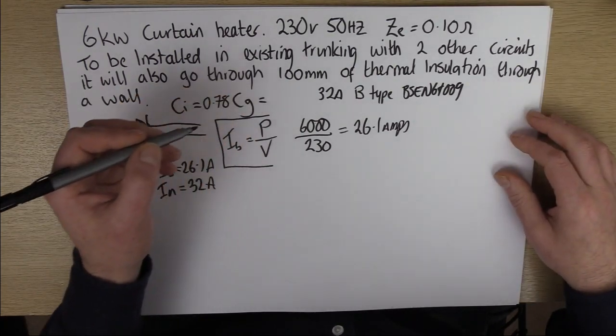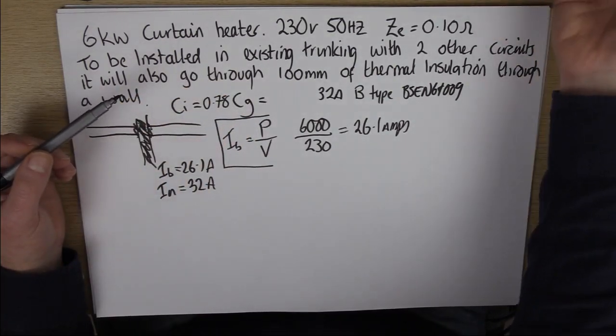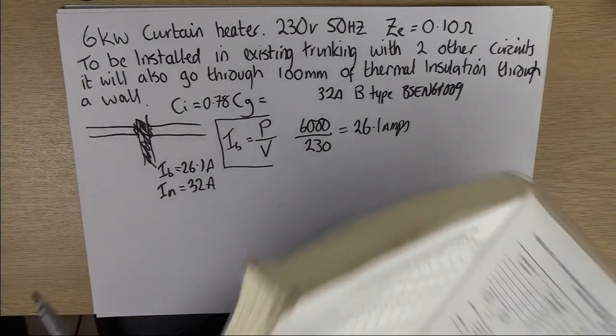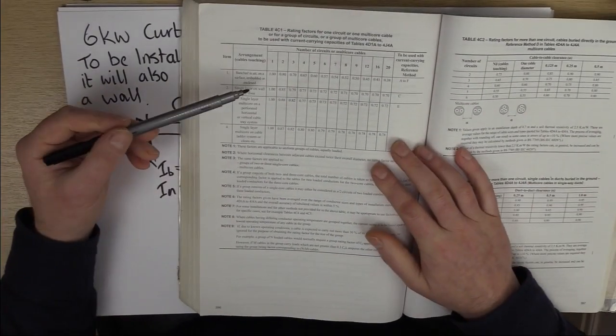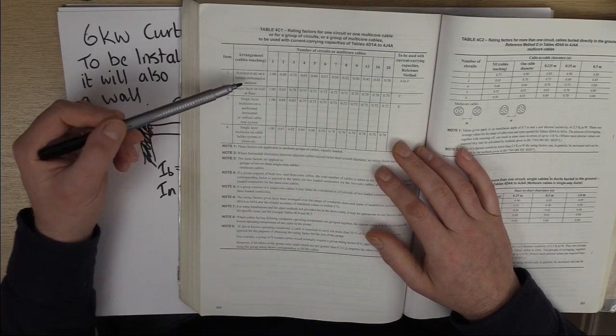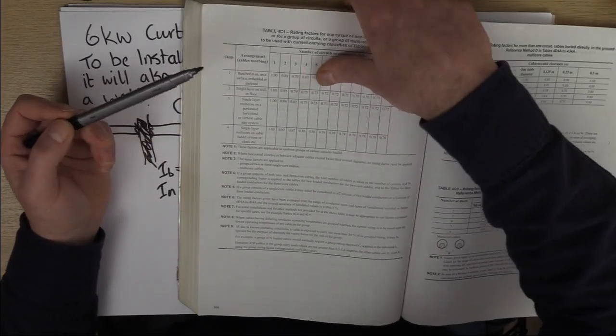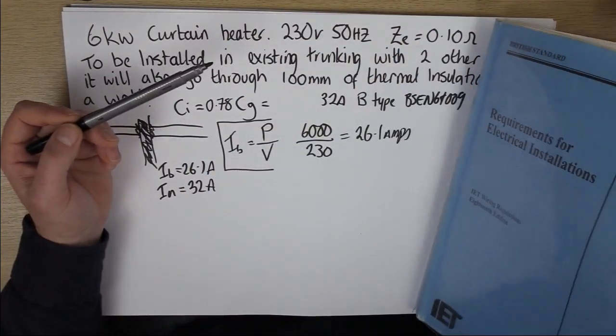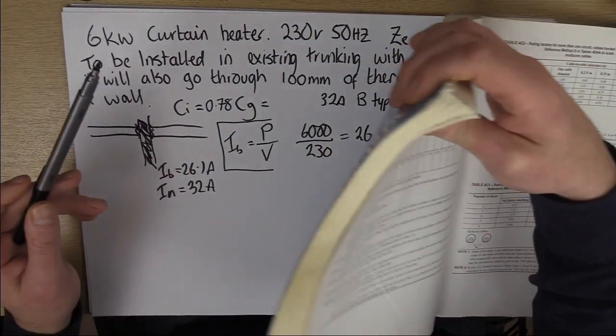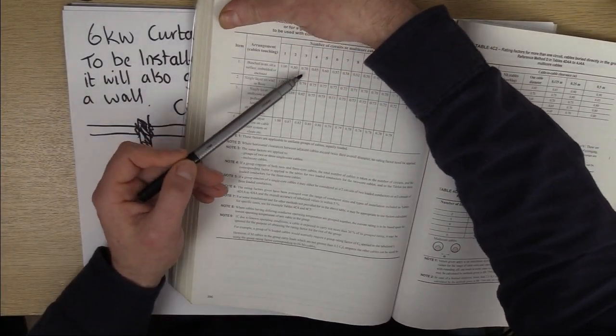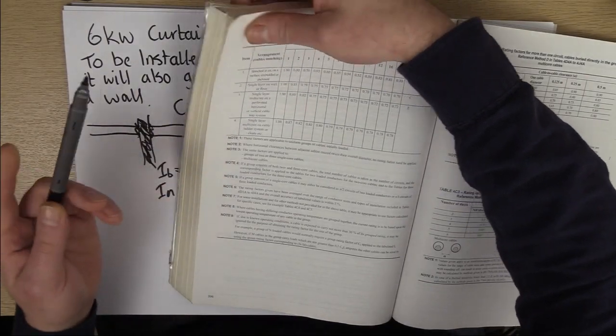So page 396. And we're still bunched in air on a surface, embedded or enclosed, when trunking. And we've got two other circuits in that trunking, which makes 3. So 0.7 is our number.